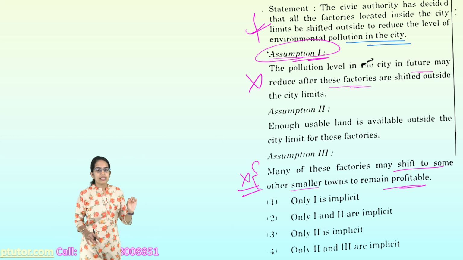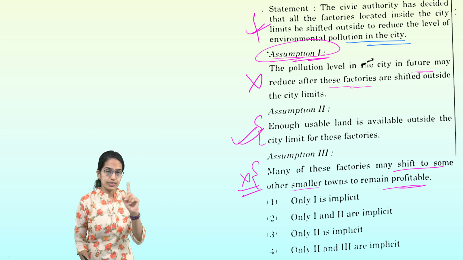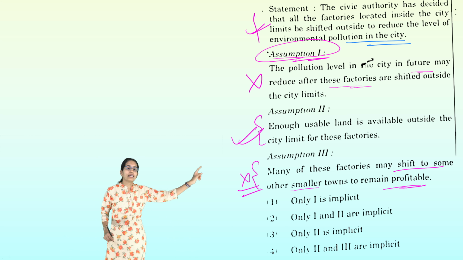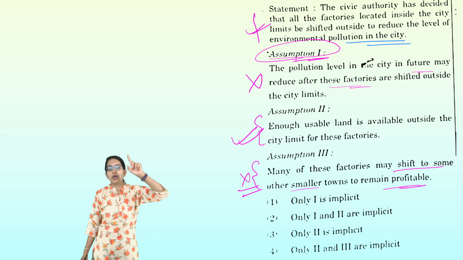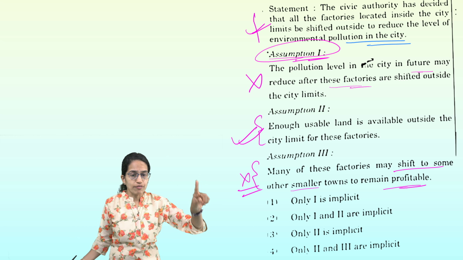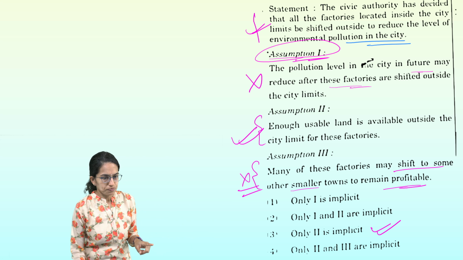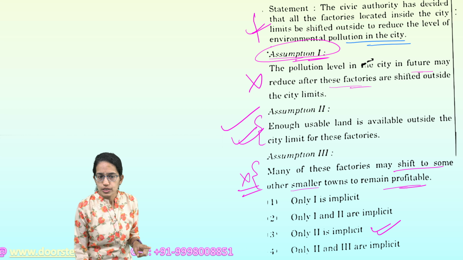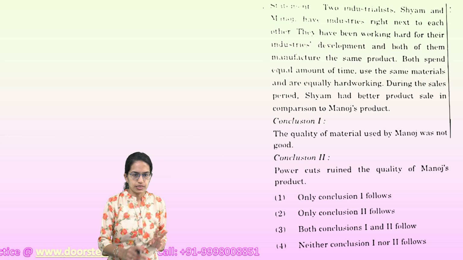But if I am saying there is enough land outside the city limit for the factories, that is implicit, because if outside areas do not have land, you cannot shift the factories. You can shift the factories only when you have land outside. So 2 becomes an implicit assumption here. Right? So 1 is not an implicit assumption, 3 is not an implicit assumption, only 2 is an implicit assumption.